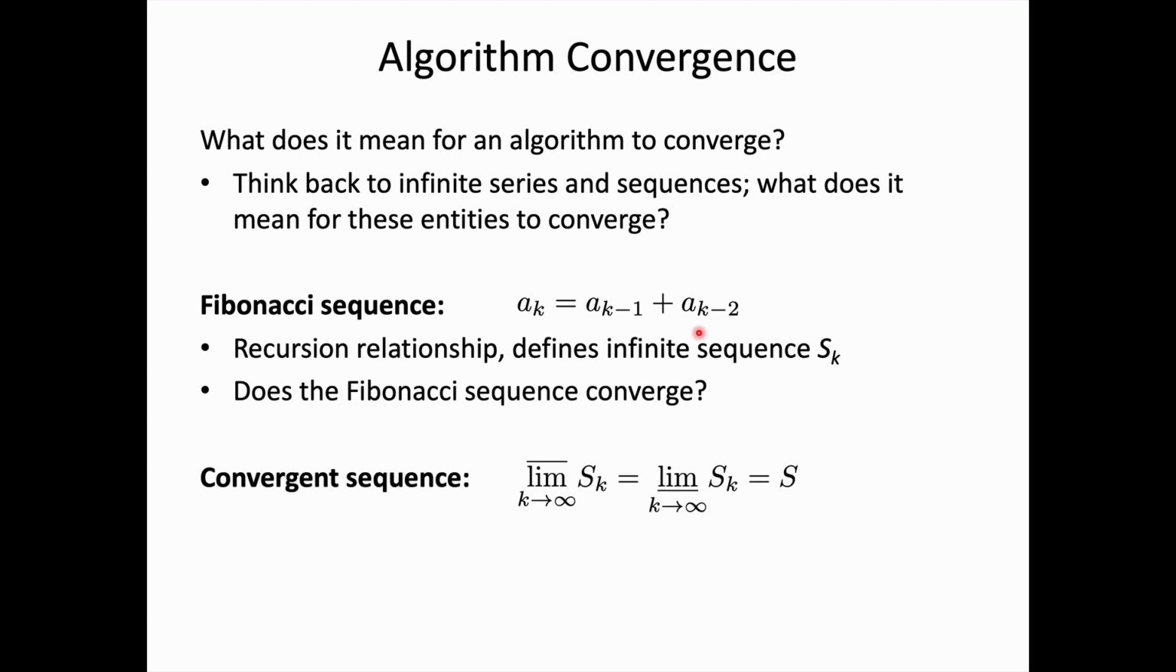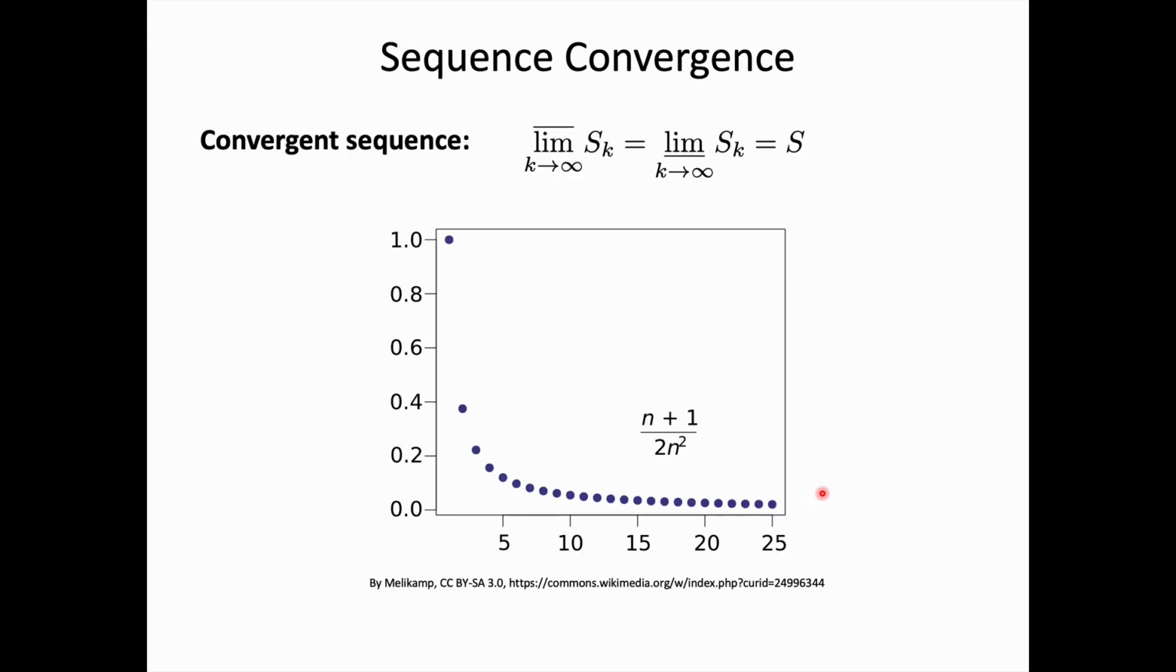A convergent sequence is one where the limits, either approaching an upper or lower limit, approach the same value s, and as k gets larger and larger and approaches infinity, we get closer and closer to this value s. That's what it means to converge. Here's an example of a converging sequence where n is the index for the sequence, and as we increase n, we are converging to a finite number.